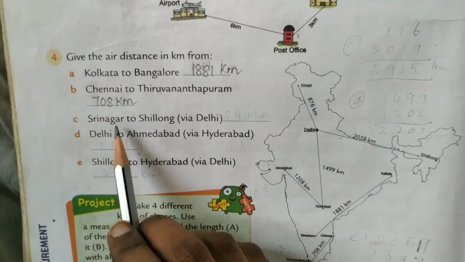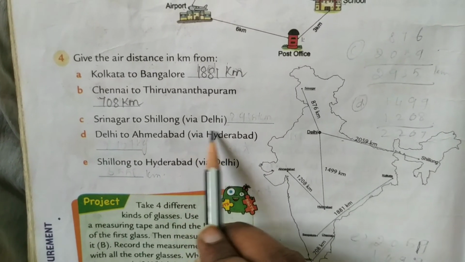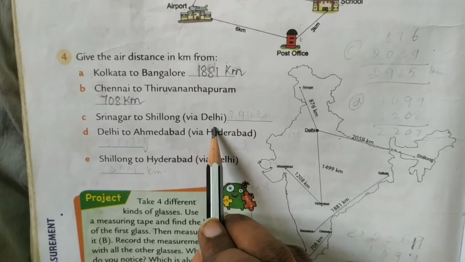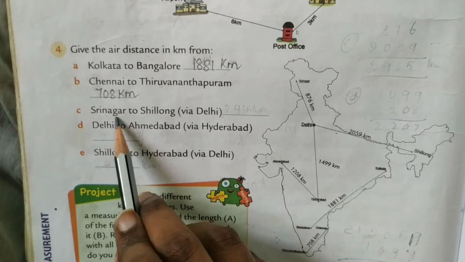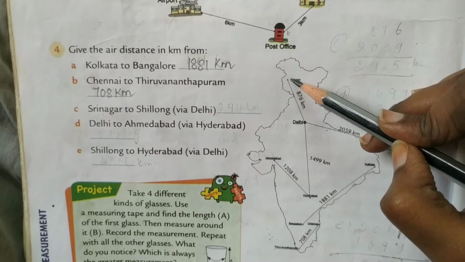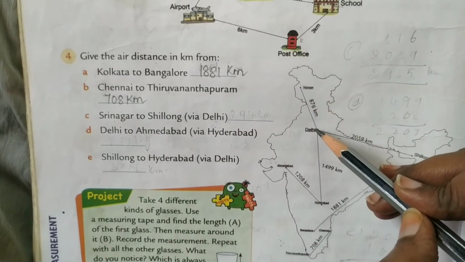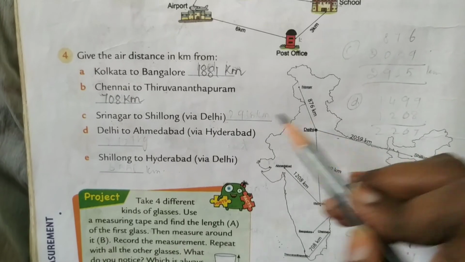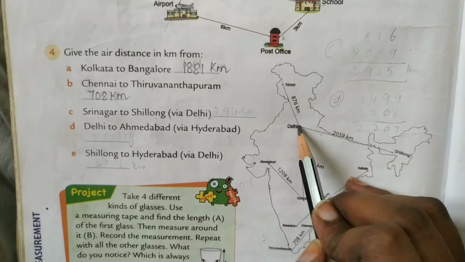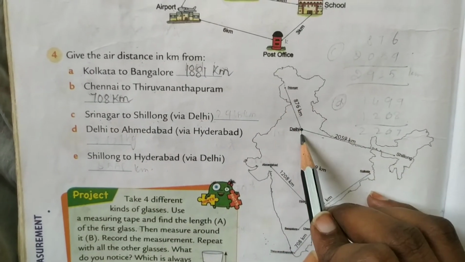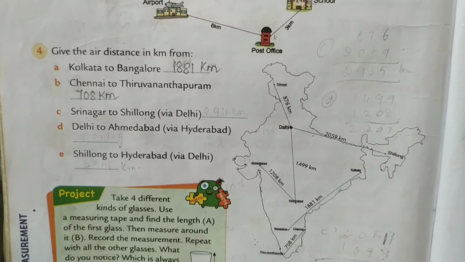Next, C question. Srinagar to Shillong via Delhi. When it is given in brackets like this, via Delhi means we have to go through Delhi to Shillong. Okay. So where is Srinagar? First find this. Srinagar is here. Then you have to see the bracket in between. Where is Delhi? Delhi is here. So Srinagar to Delhi. And where is the last point? Shillong. So Shillong is here. So Srinagar to Delhi, and from Delhi to Shillong. So we have to add this and this. Right. So 2059 plus 876.